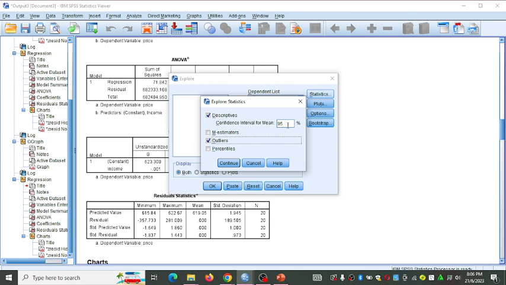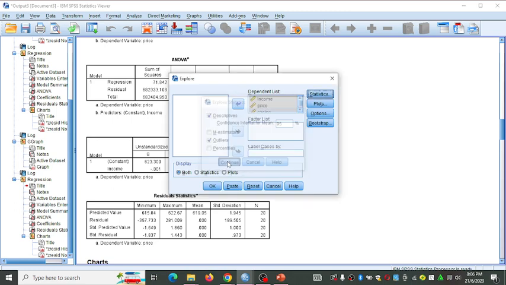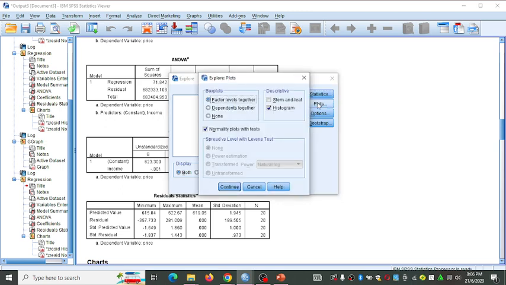In this option here, you can adjust the confidence interval for the mean. Click continue and click on plots. I want you to click on histogram, and click on this one here, normality plots with tests. Click on continue. Okay, is everyone there?